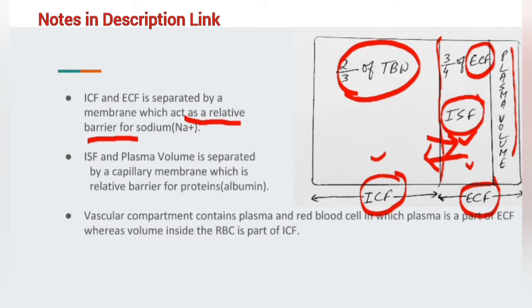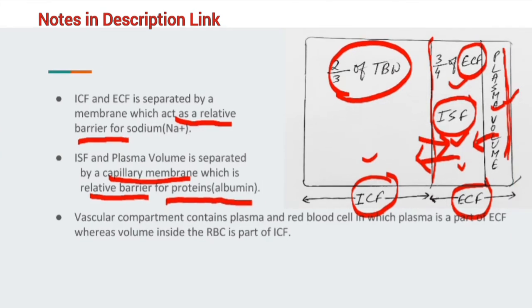Similarly, in between the plasma volume and interstitial fluid there is a membrane called the capillary membrane, and this capillary membrane is also a relative barrier for proteins, because proteins are large molecules present in the plasma volume, and the spaces in the capillary membrane are small, so the proteins can't enter from the plasma volume into the interstitial volume. So albumin is the relative barrier for the capillary membrane.